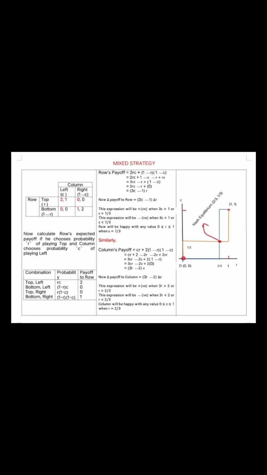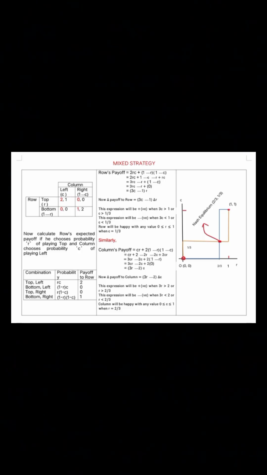Like that, the combination bottom left has probability 1 minus R times C, where the payoff to row is 0. The third combination is top right, where the probability is R into 1 minus C, and the payoff to row is 0. The fourth combination is bottom right. The concerned probability is 1 minus R into 1 minus C, where the payoff to row is 1.